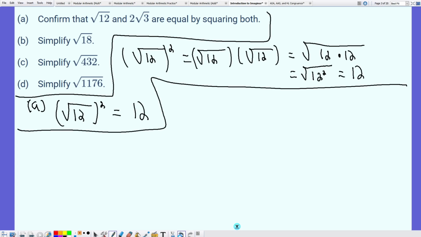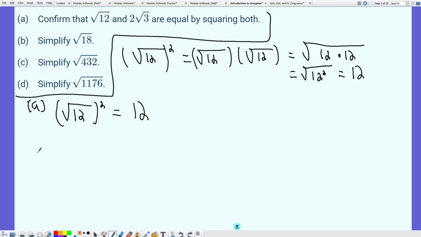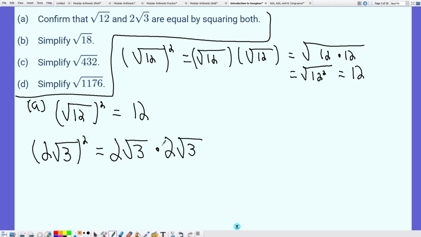Oh, wait, we're not even done with part A, sorry. We also want to square 2 square root of 3. So we're going to square that, and that is going to be 2 square root of 3 times 2 square root of 3. And we can rearrange this a little bit so that the whole numbers are together. So we have 2 times 2 times the square root of 3 times the square root of 3.